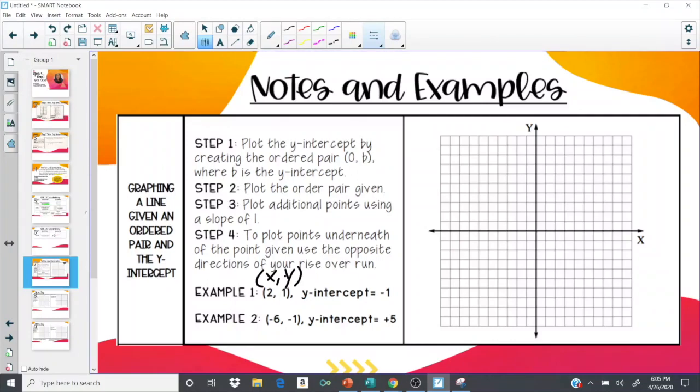Or you can just go to the origin, and if they give you the y-intercept, you're just going to go to the origin and you're going to find the number on the y-axis. So if I'm at the origin and I'm looking for -1, I am going to go down 1 unit. Okay?